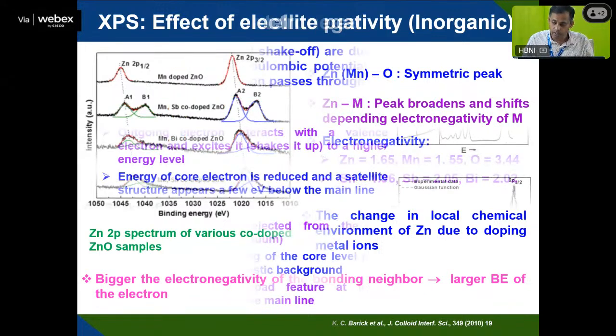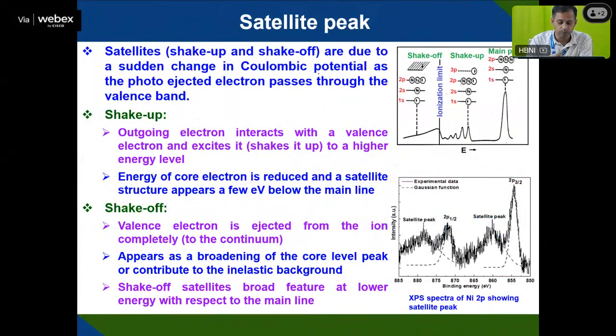In addition to the X-ray photoelectron peaks, you'll be able to see satellite or shake-up peaks. These satellite peaks, either shake-up or shake-off, are due to a sudden change in Coulomb potential as the photoelectron passes through the valence band. Like here is the valence band, and this is the conduction band.